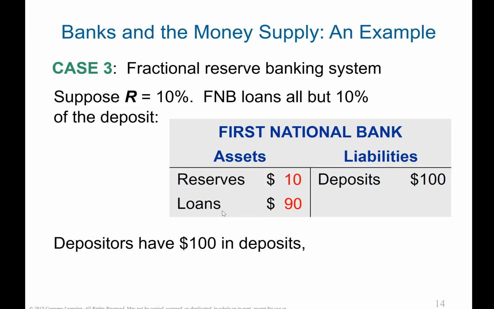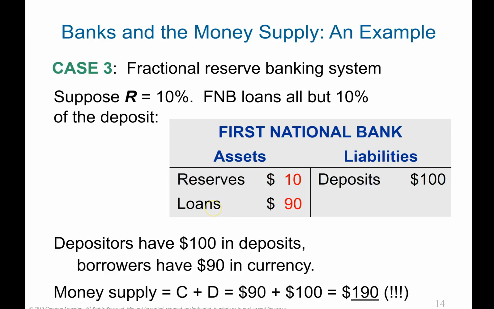However, now the assets have grown. They've gone from $10 to an additional $90 in assets. Now those loans that are made put money in the hands of borrowers in this case. So the money supply has grown. You've got your $90 in new loans. You've got your $100 in the original deposits that still exist. They didn't go anywhere. And now you have a money supply of $190.